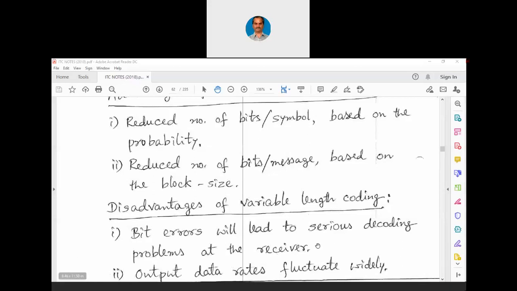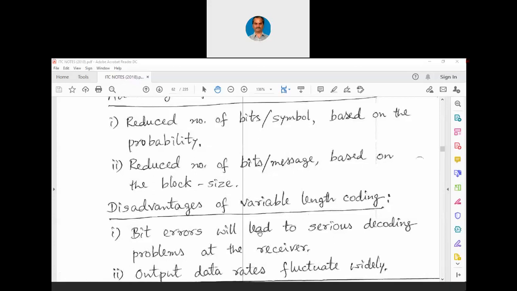Now, our challenge is, even if there are bit errors, we should detect the bit errors, we should correct the bit errors. How do we do it is an interesting exercise in our fourth module. In the fourth module, we are going to discuss error control coding in detail. We are going to discuss how these block errors can be detected and corrected. There we are going to use the matrix algebra extensively. Whatever matrix algebra you have studied in the mathematical subject, you have to revise that, because we are going to use that extensively in the fourth chapter or fourth module, that is error control coding. So this is one disadvantage. The bit errors will lead to serious decoding problems at the receiver.